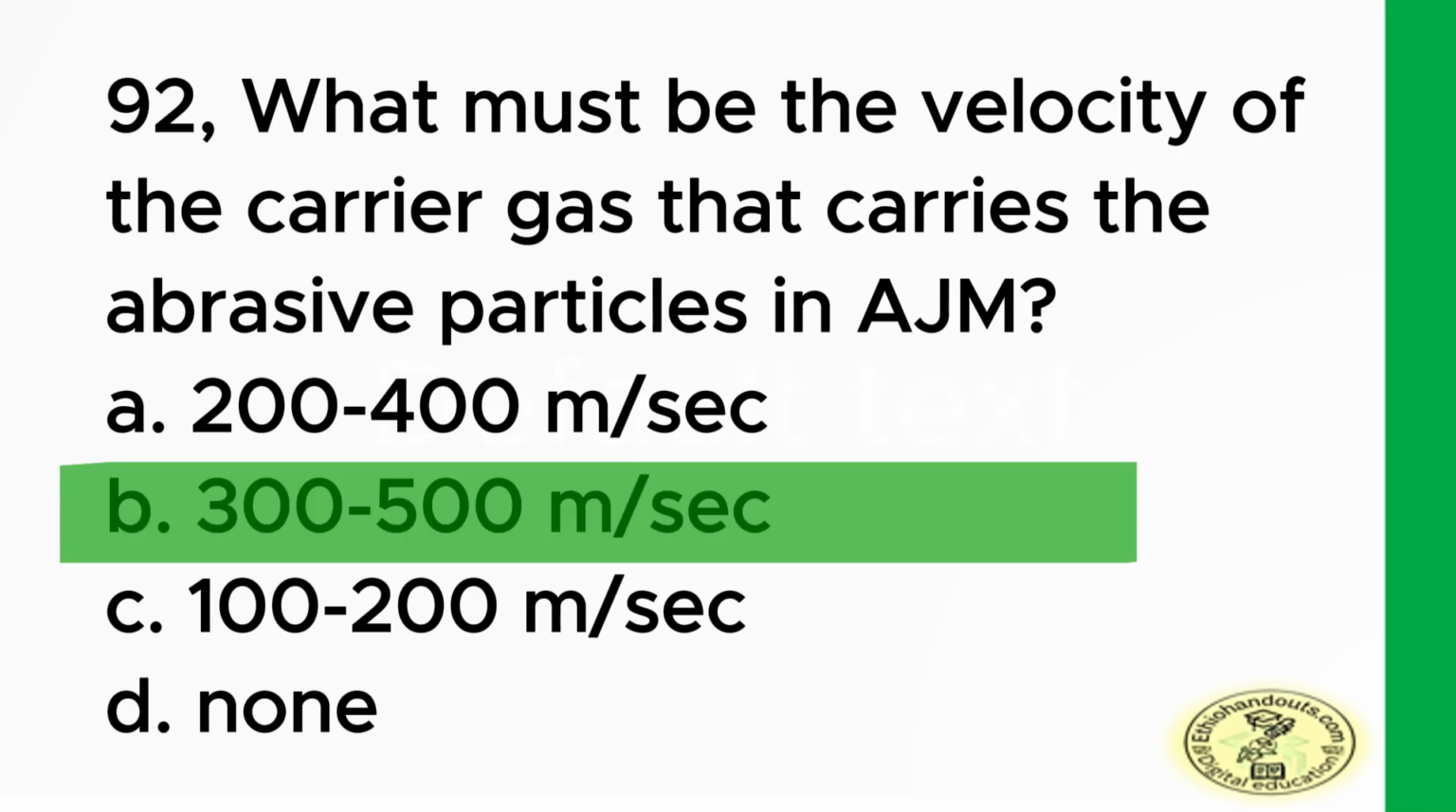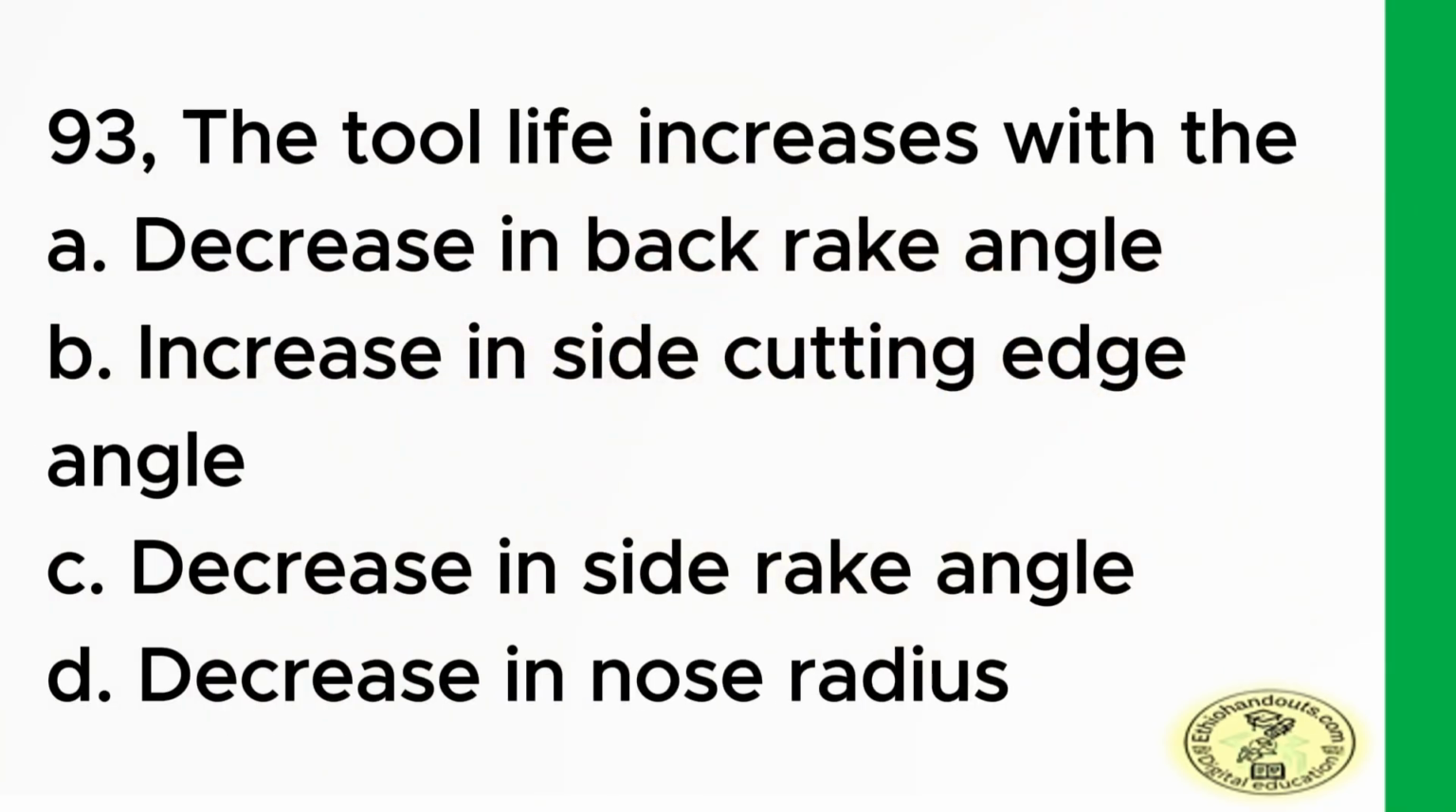The correct answer is B. 300 to 500 m/sec. 93. The tool life increases with the A. Decrease in back rake angle, B. Increase in side cutting edge angle, C. Decrease in side rake angle, D. Decrease in nose radius.